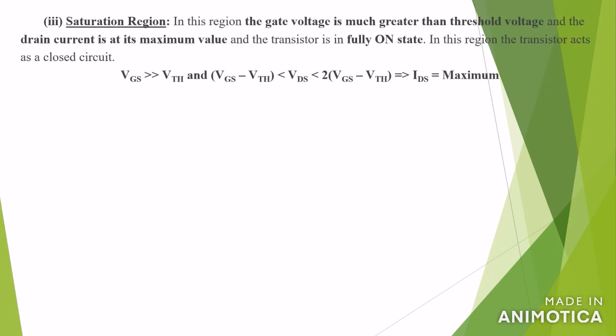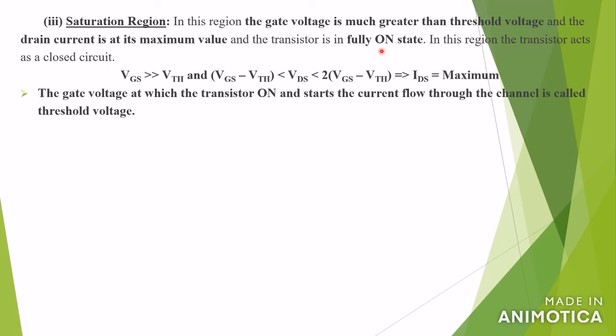And the third region is the saturation region. Here the gate voltage is much larger than the threshold value and the device is said to be in on state. Threshold voltage is nothing but the gate voltage at which the transistor is on and the current starts flowing through the device.